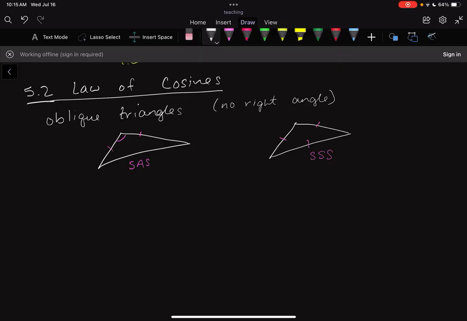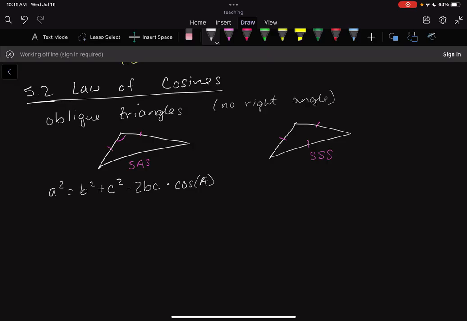So it says a squared is equal to b squared plus c squared. That actually looks a lot like Pythagorean theorem, but there's more to it. Minus 2bc times cosine of angle A. So this is one version of the law of cosines.